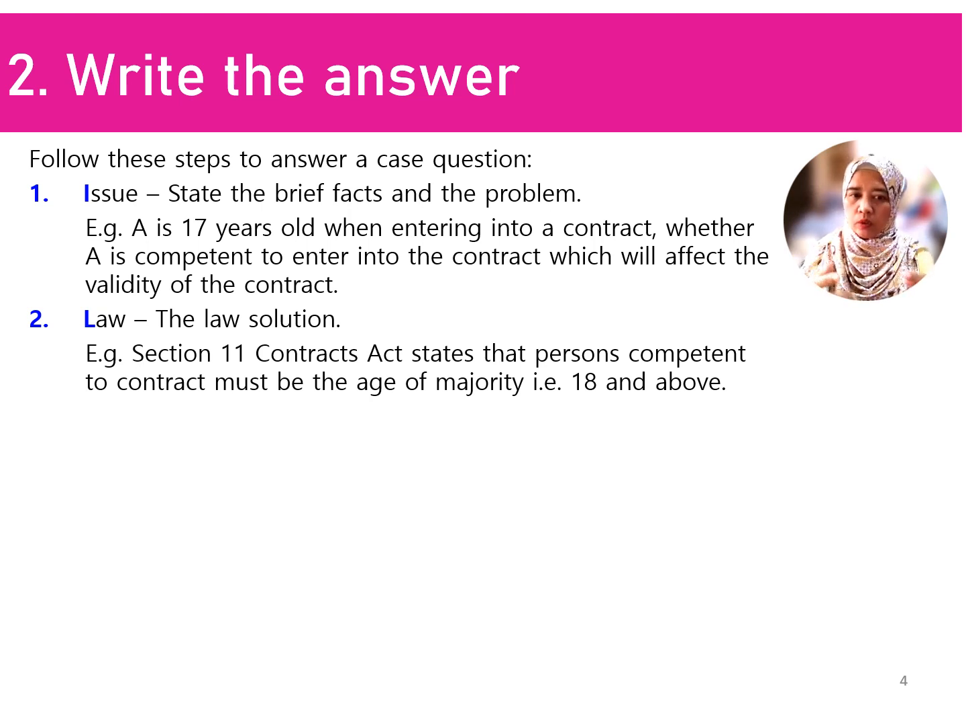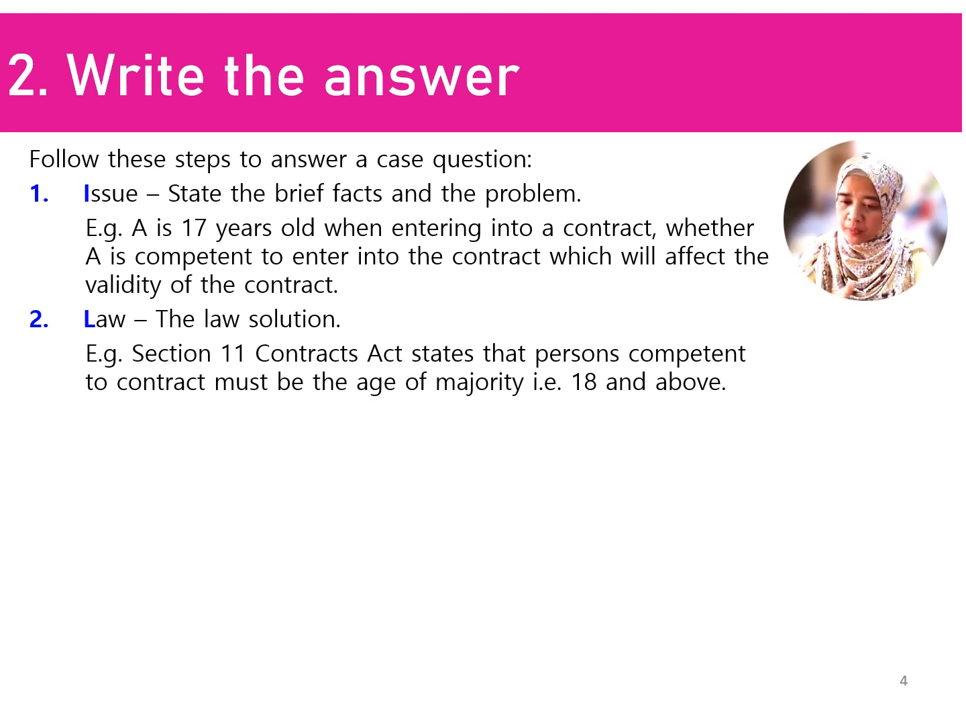So the solution to the question of whether the contract is valid, when A is 17 years old when entering the contract, is contained in Section 11 Contracts Act, for instance, which states that the persons competent to contract must be of the age of majority. So that is the law solution, right?